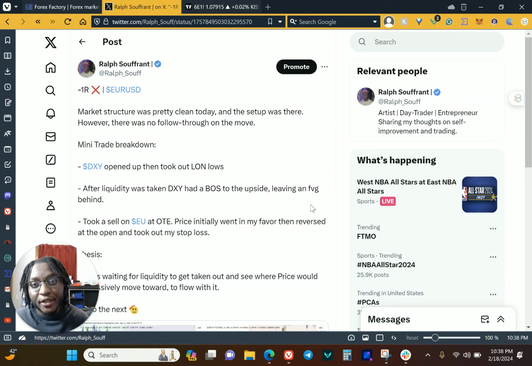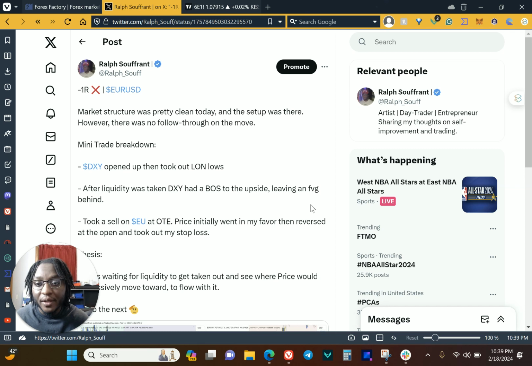Today I'm going to be reviewing a trade I took from February 14th on EURUSD. We're starting off on the Twitter as usual. So for this trade, we had a market structure that was pretty clean. I had no issues with the market structure on that day. I can't say that for every day, but that day we had pretty clean structure.